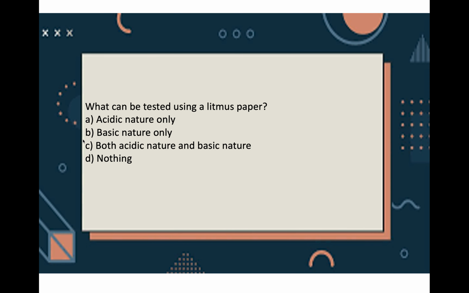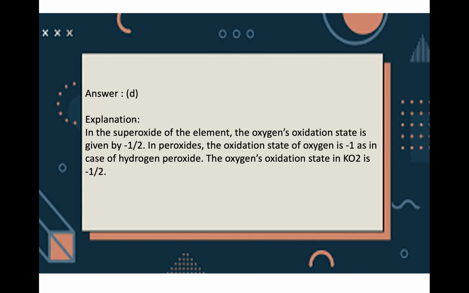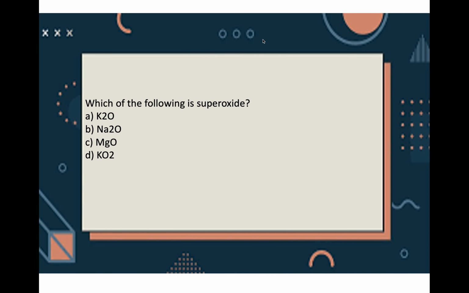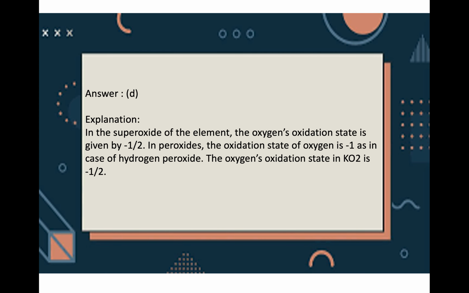Now next question, which of the following is superoxide? Is it K2O, Na2O, MgO or KO2? So superoxide is option D, KO2. Here the oxidation state of oxygen is -1/2. So in peroxide, mostly oxygen's oxidation state is -1, as in the case of hydrogen peroxide. Oxygen's oxidation state in KO2 is -1/2.